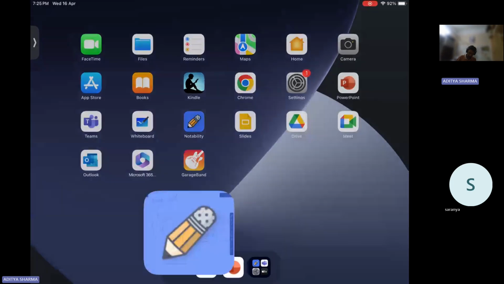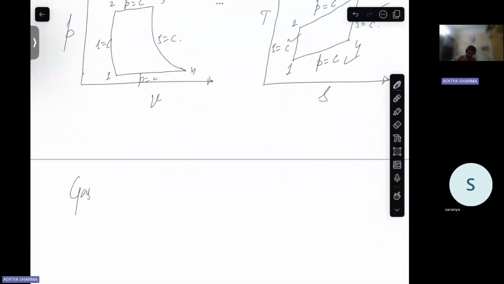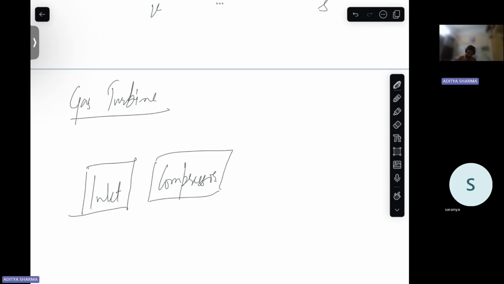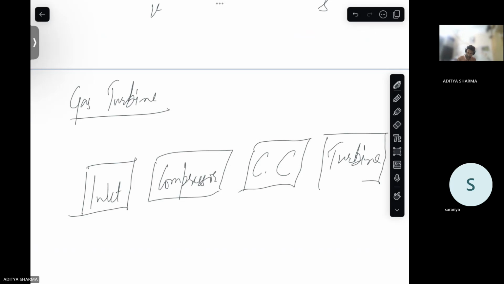So gas turbines basically are like this. If you see your gas turbine, you have inlet, compressor, combustion chamber, then turbine. Inlet or diffuser, you can say. So it is like this. This basically is the flow diagram of a gas turbine.